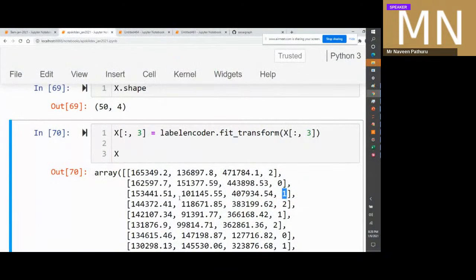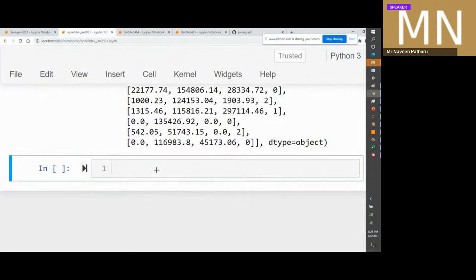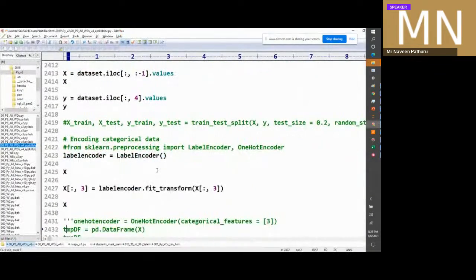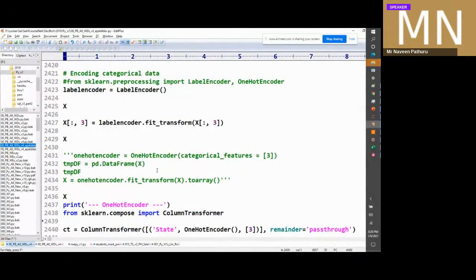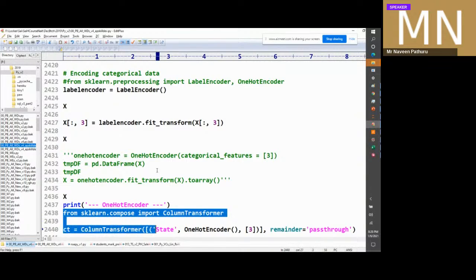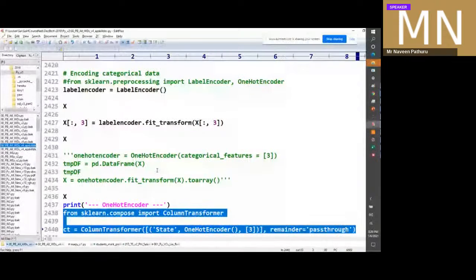Okay, now scroll down here, put this here, come down here. What we'll do is extend this, and now we will do what is called one-hot encoding. So we will import a class called column transformer. This is how you do one-hot encoding. We are creating an object of column transformer. We're telling it state is a column. We're passing it an object of one-hot encoder. 3 is the location, which means we're telling it the fourth column. This is a default value.